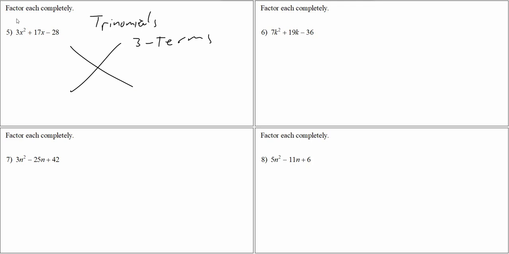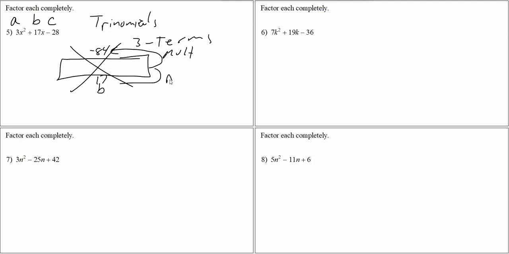I did A times C, which was negative 84, and I put B on the bottom, which is 17. I'm going to find two numbers that multiply to get the top and add to get the bottom. That's exactly what the guy in the video did, but he didn't do it with the x, and that might be a little confusing if we did it with the x all the way in Algebra 1. Negative 84 and 17. I can use a calculator, I can do all that stuff.